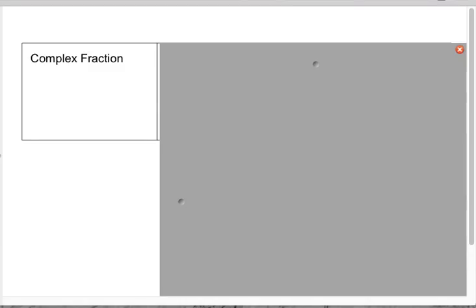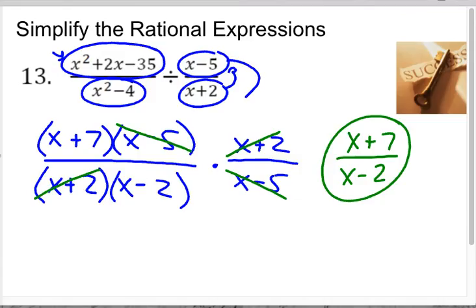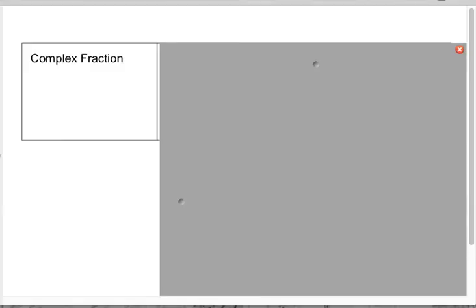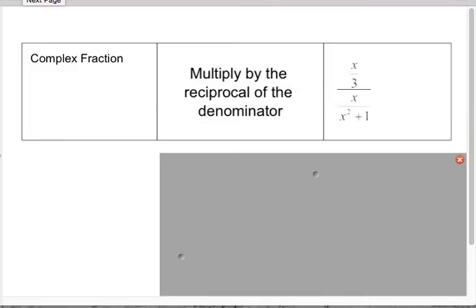And this one here? Oh, that was 13. Good. Okay, complex fractions. They sound complex or complicated. They're really not that bad. Complex fraction is basically a fraction within a fraction.